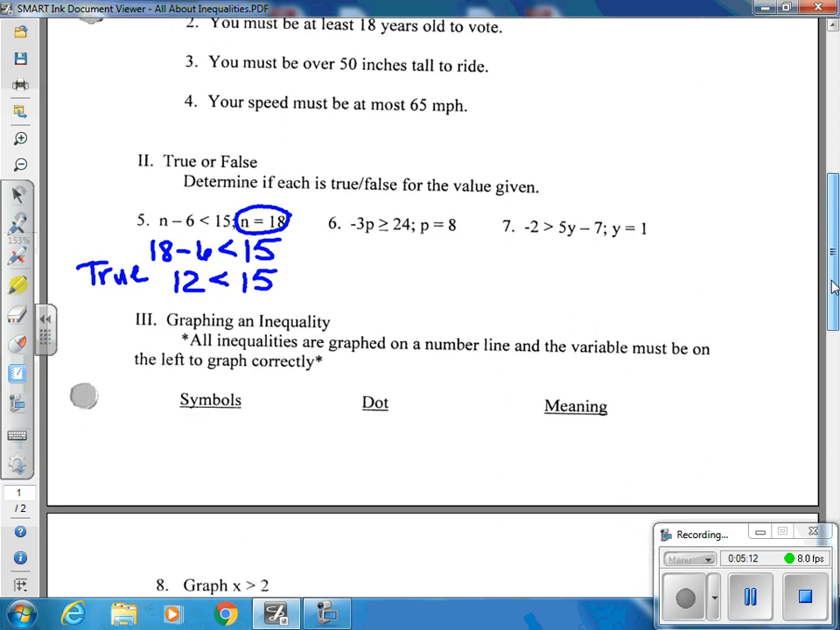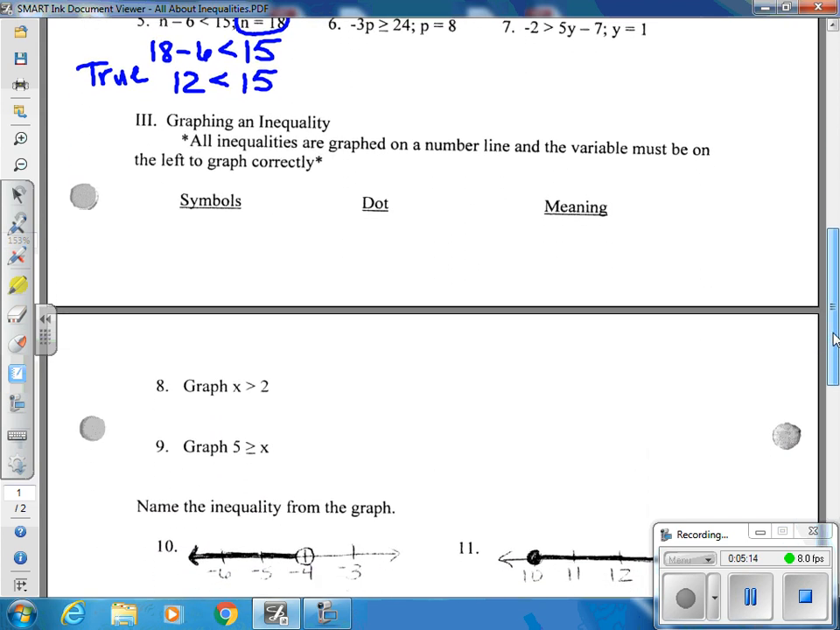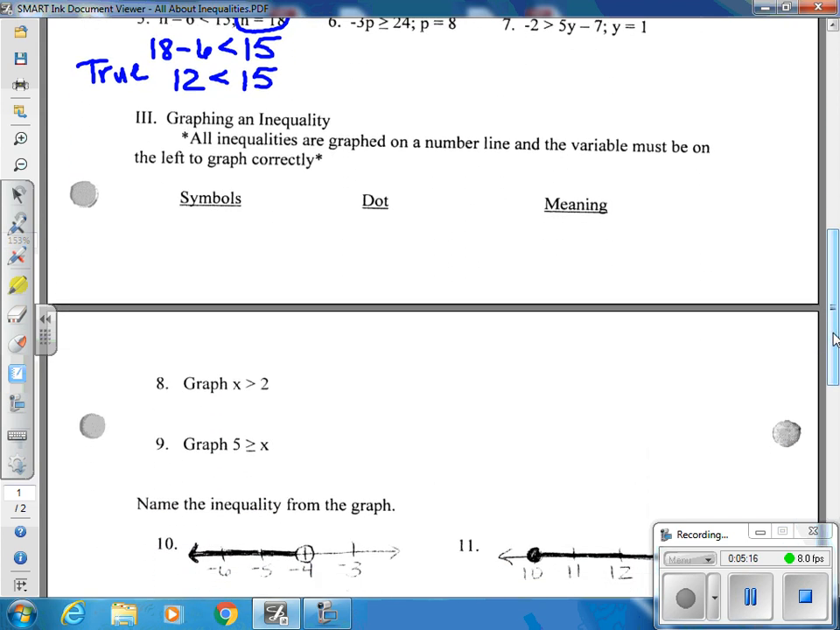Right? For part 3, we have to go over how to graph inequalities. Right? And all inequalities are graphed on a number line, and the variable must be on the left for your graph to happen correctly. Right? So we're going to go over some symbols first, and then I'll show you how to graph 8 and 9 down below. Right? For the symbols, there are 2 of them. Right? Actually, the dots, there are 2 of them. But for the symbols, you have the less than and greater than symbols.